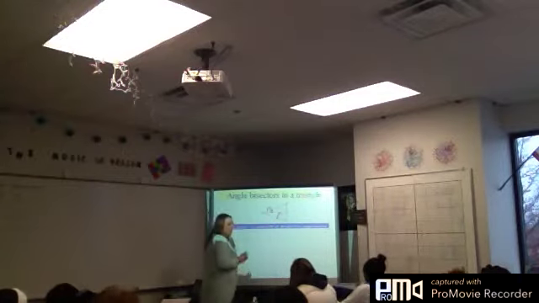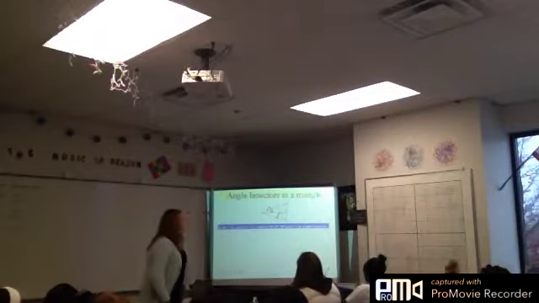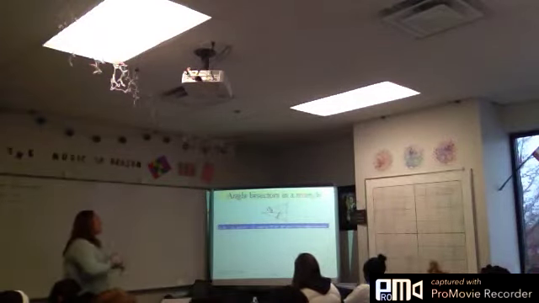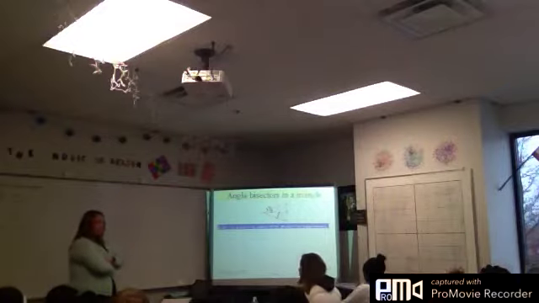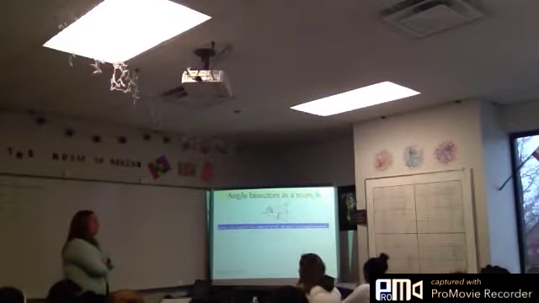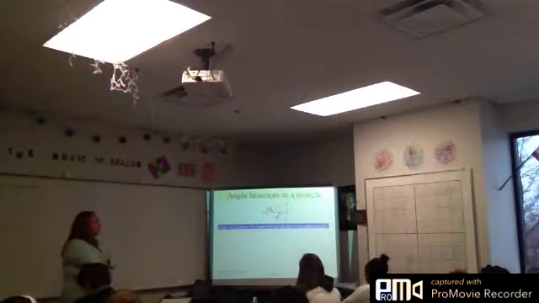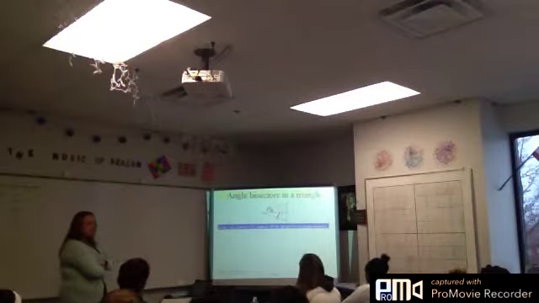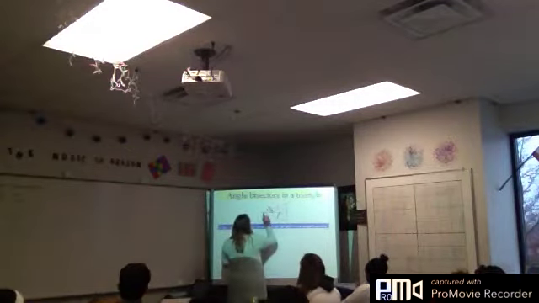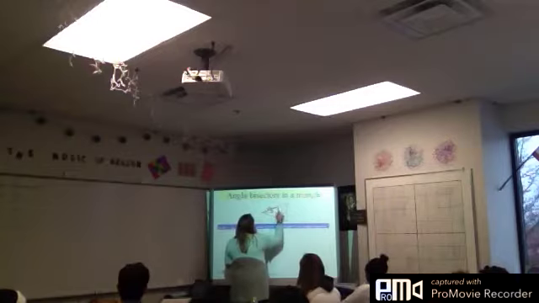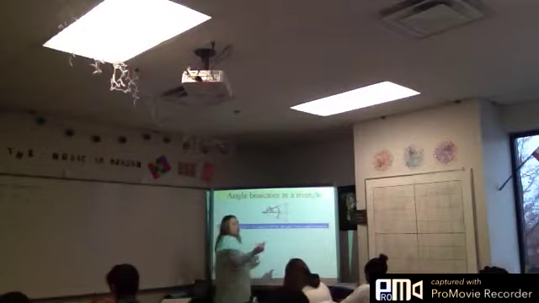How can I figure that out? What do you know about FP? What is it equal to? DP and EP. Can I figure out what DP is? Yes. How? Look at this triangle here. It's a right triangle. Pythagorean theorem. So if I figure out what DP is, FP is the same thing.